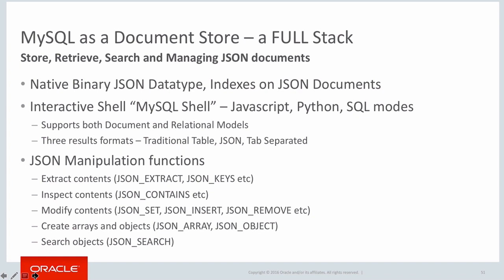And this has three basic formats. You can run in JavaScript, Python, or SQL modes, and it supports both document and relational models. It'll spit out data as traditional tables, or in JSON, or tab separated, and I'll show you an example later. The next step was to create functions for manipulating and managing your JSON data. So we created a whole slew of functions internal to MySQL for this. All this is released now.